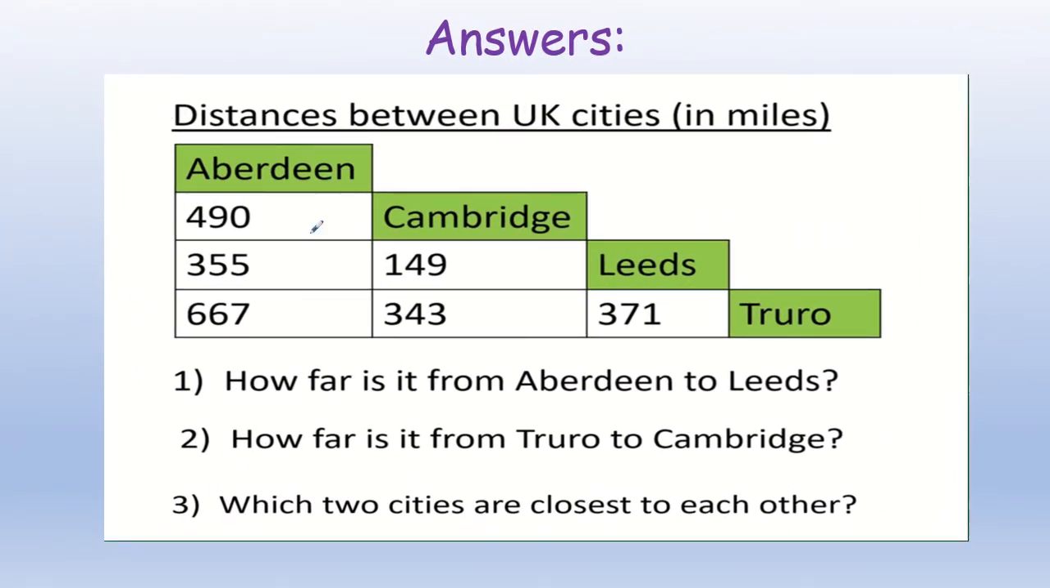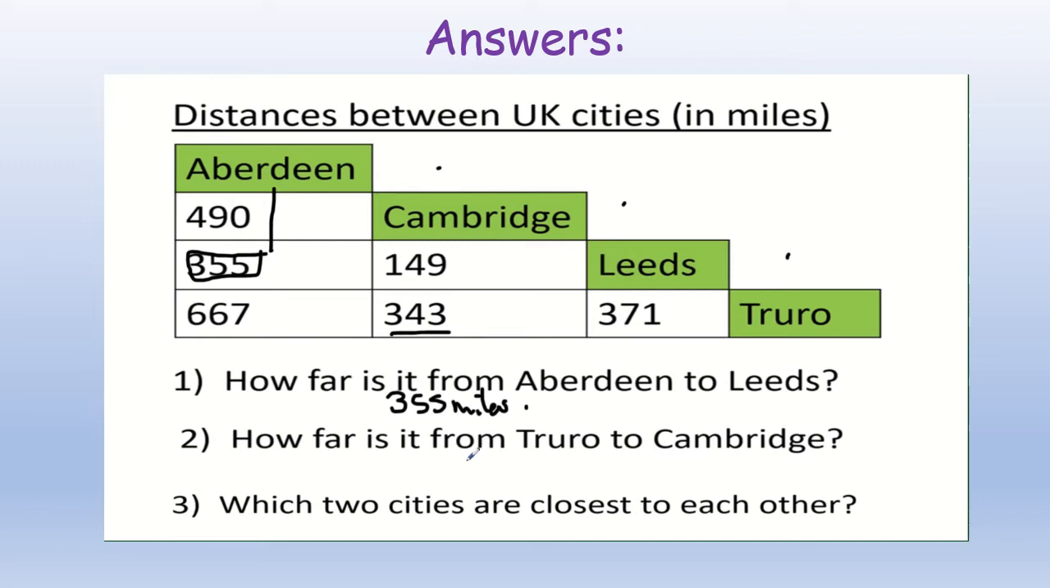So this table looked a little bit different, but it's still easy to read once you look carefully. So how far is it from Aberdeen to Leeds? So we go down from Aberdeen until we're in line with Leeds. And here it is, 355 miles. How far is it from Truro to Cambridge?